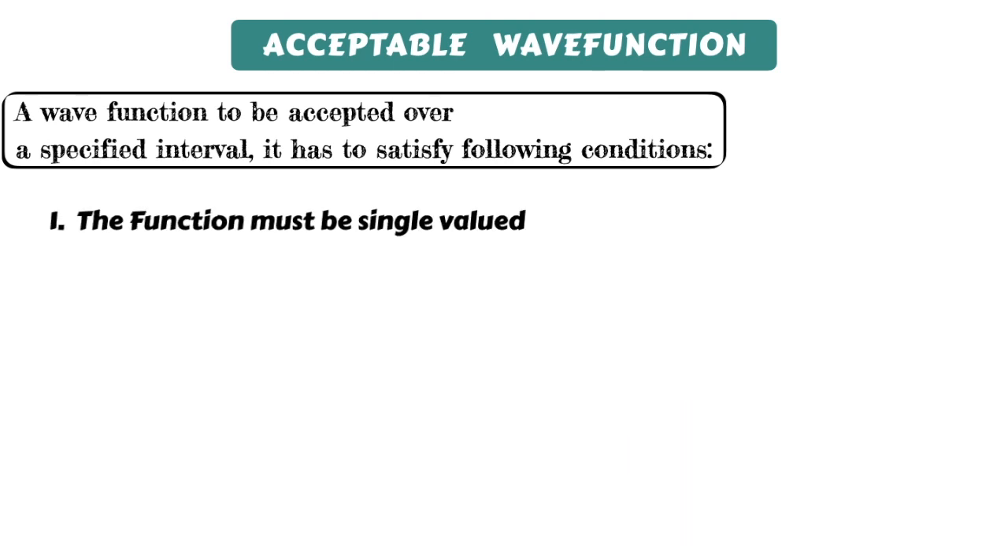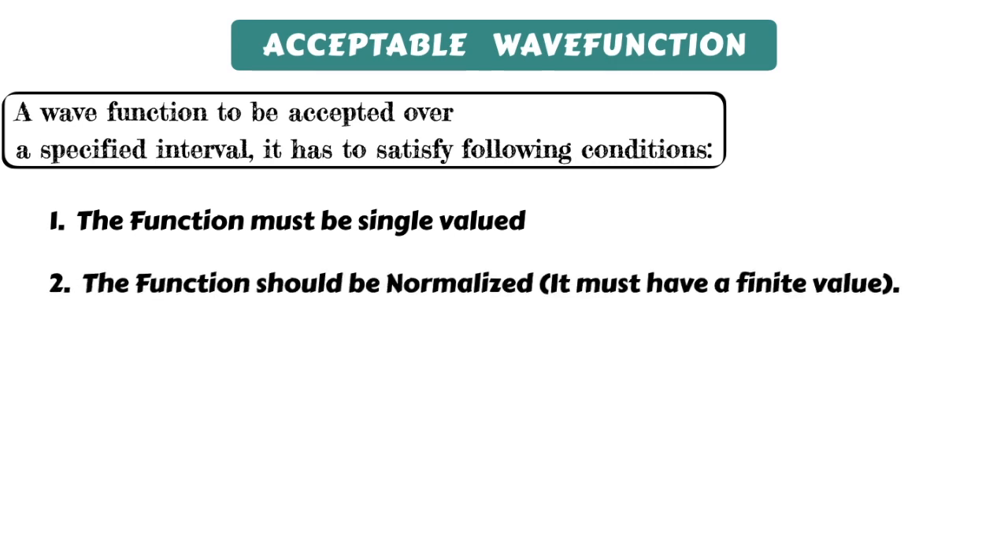The first property is that the function must be single valued. The function has to be a single valued wave function. The second is that it has to be a finite valued wave function. That means it should have a finite value, or you can also say, in other words, that it has to be a normalized wave function. I'll talk about these things.